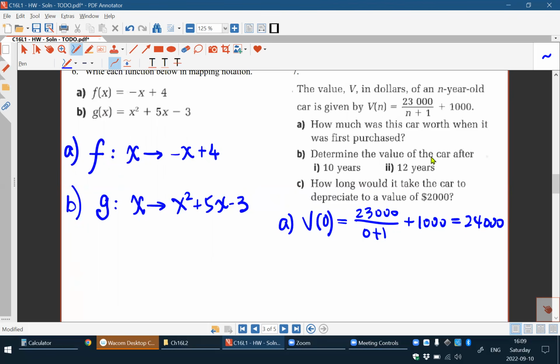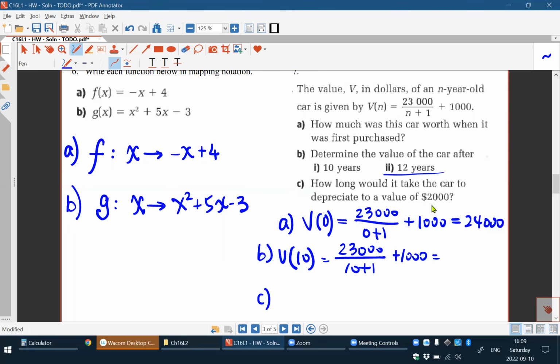Okay, next, determine the value of the car after 10 years. After 10 years, that means V(10), right? You can just let n be 10 and find the image of 10. So 23,000 over 10 plus 1 plus 1,000. And of course, you can find this number by using a calculator, okay? I'm not going to calculate this for you. And again, I'll leave the other one for you as well.